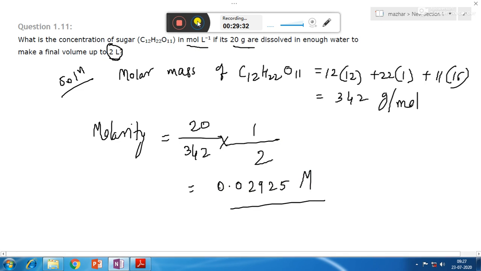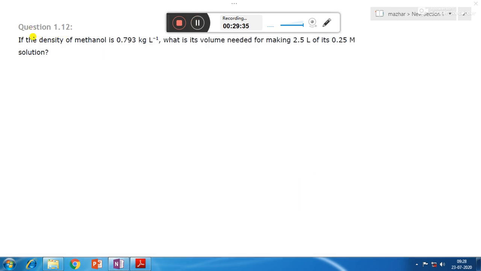Now next question is number 12. If the density of methanol is 0.793 kilogram per liter, what is the volume needed for making 2.5 liters of its 0.25 molar solution? Now here you have to remember that these last two conditions are V2 and M2, and the volume which we have to find is V1.